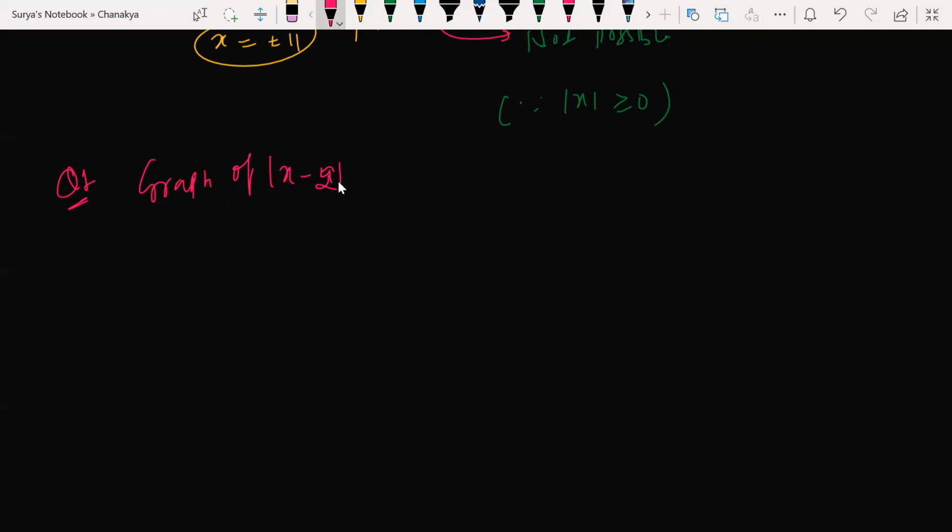It's a straight line. Will the graph be a straight line?